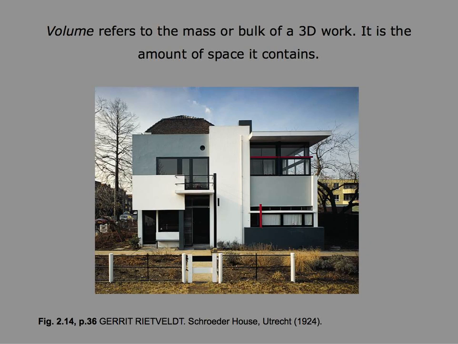So this house by Gerrit Rietveld in Utrecht, which is in Holland, he was also part of the De Stijl movement. You can see, similar to the Mondrian painting, very organized geometrical rectilinear shapes with red and black accenting lines.